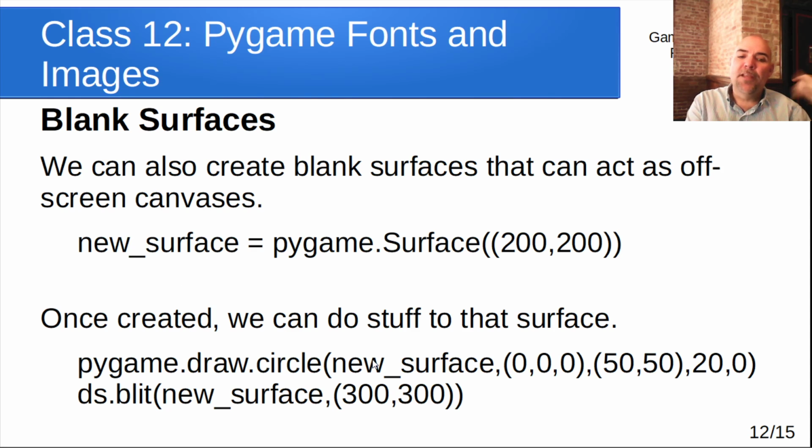And once we've created that surface, we can do stuff to it like we would normally do. We could draw a circle onto that new surface, and then we could blit that new surface onto the display surface to see it. So this would be an example of, for example, like in your previous lab where you drew that ghost, using a circle and a rectangle and some lines and some other circles. You could do that once to an off-screen surface and then just blit it to have it show up rather than having to draw it all over and over and over again.